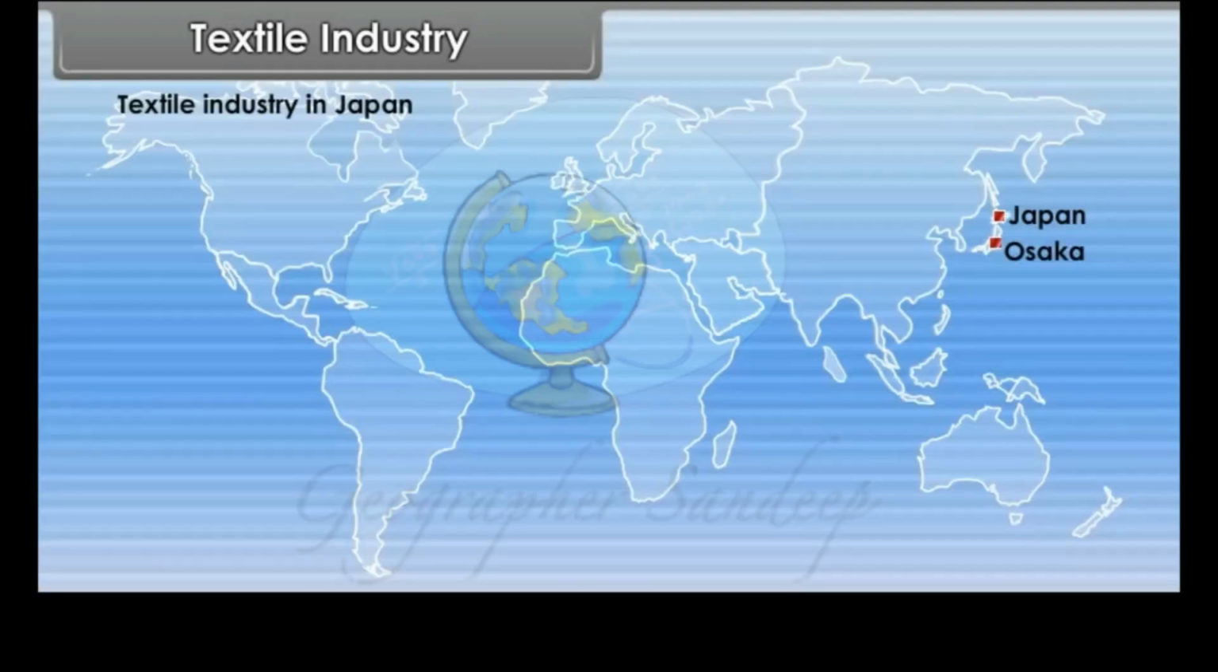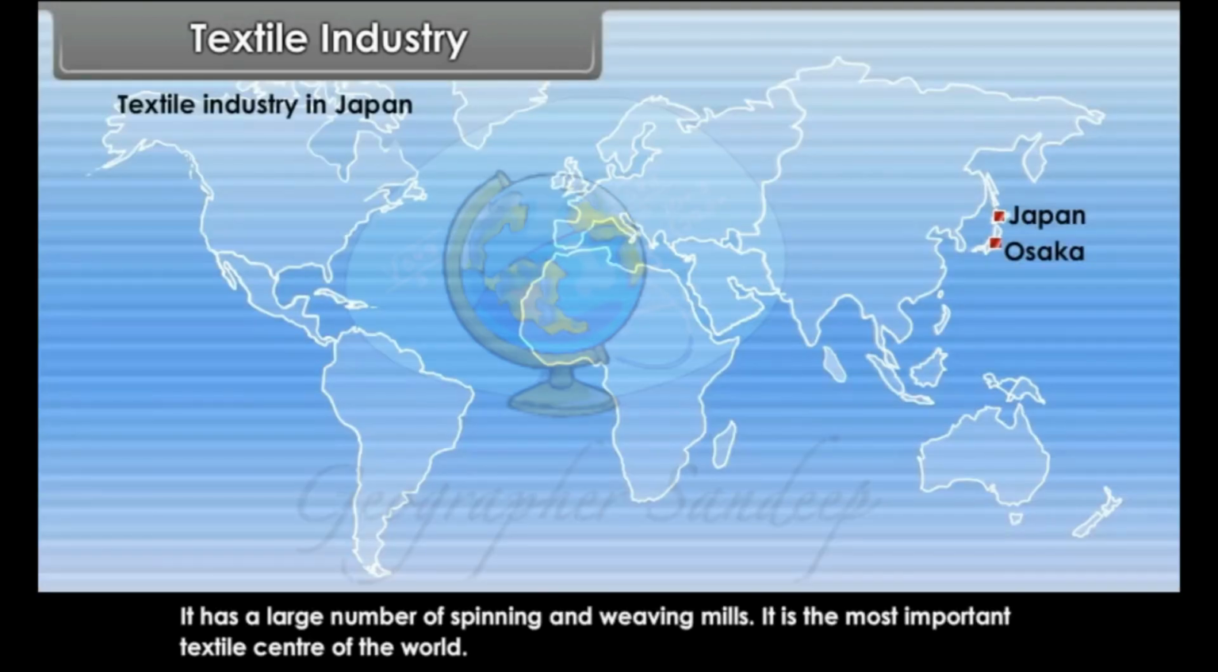Textile industry in Japan. It has a large number of spinning and weaving mills. It is the most important textile center of the world.